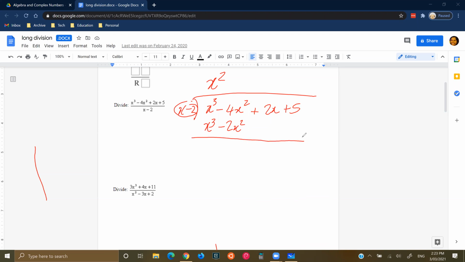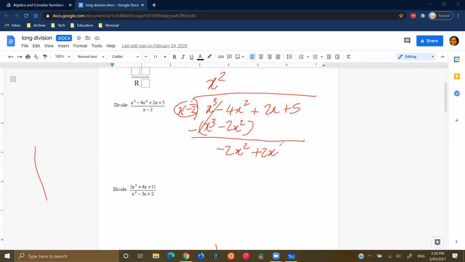Now we subtract what was at the bottom from what's at the top, and we're going to do the same thing. Okay, that's eliminated. Minus 4x squared minus 2x squared... so that ends up being positive. So you actually have negative 2x squared here. Now, I'm going to bring the next bit down.